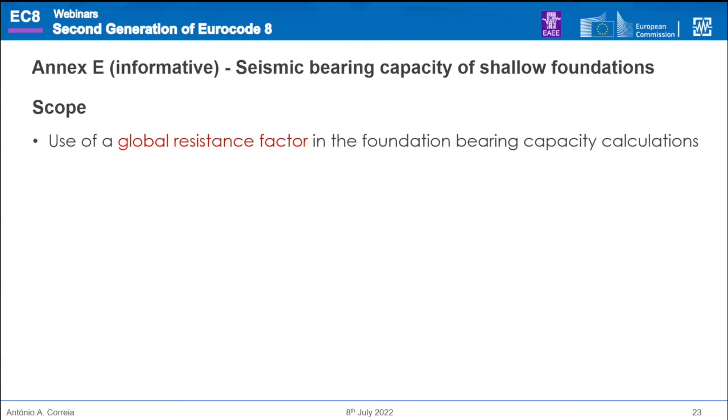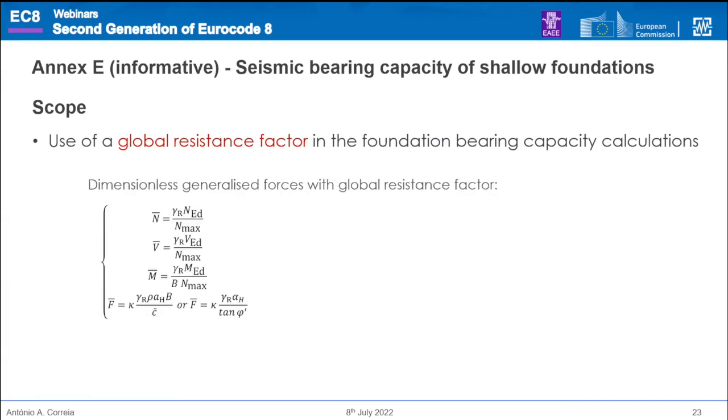Another aim, or another point of the scope of this annex, is to allow for the use of a global resistance factor in the foundation bearing capacity calculations, where basically we are using the same approach, but where the global resistance factor is considered in the definition of the dimensionless generalized forces.